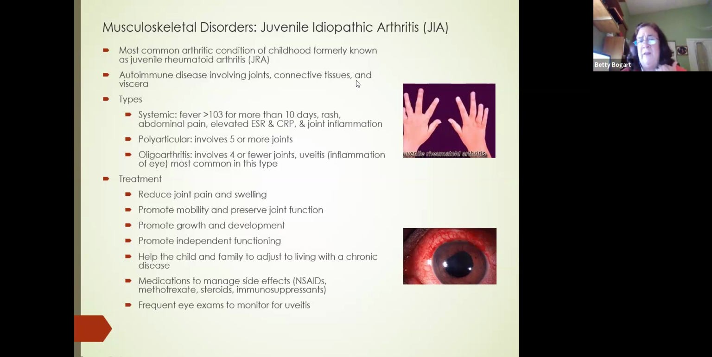Now, one of the things that can occur is, you see that red eye down there on the bottom? It's called uveitis, and it can cause blindness. So these children need their eyes tested, to make sure it's not happening. What's the treatment for JIA? Well, the biggest thing is to stop the pain. NSAIDs are the drug of choice. Your ibuprofen, your naproxen, these are your drug of choice for pain.